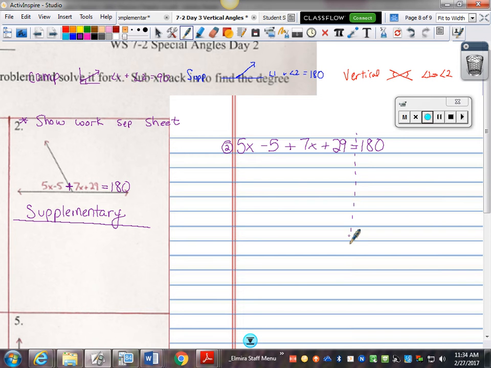Well, here's the equal sign. 7x and 5x are like terms. They're on the same side of the equal. They're both on the left-hand side. So 5x plus 7x is 12x. Then the minus 5, I owe $5, but I have $29. So that makes plus 24 equals 180. Now I'm down to a 2-step.